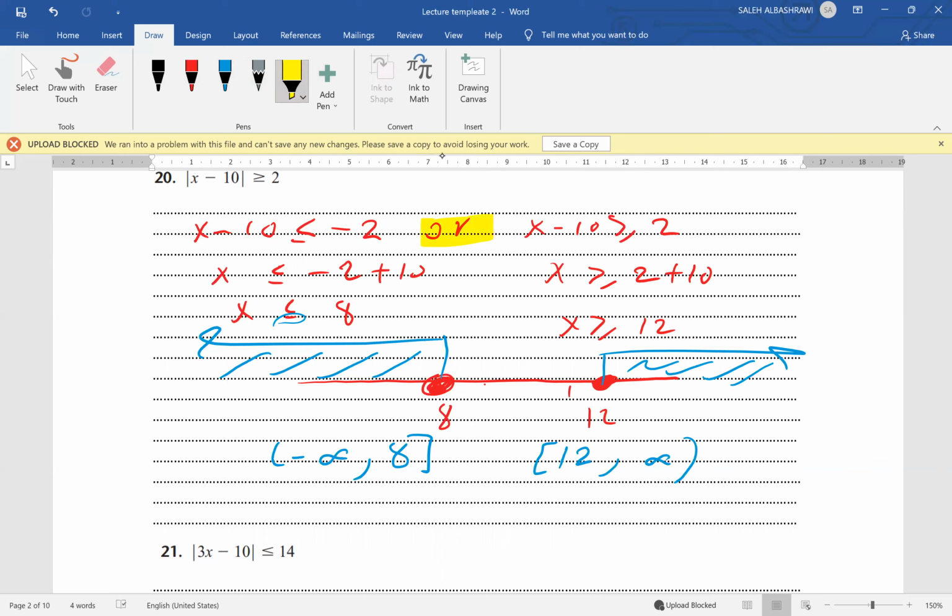And again, this is OR. So we must have union. So it is minus infinity to 8 union 12 to infinity. This will give me the solution set for this inequality.